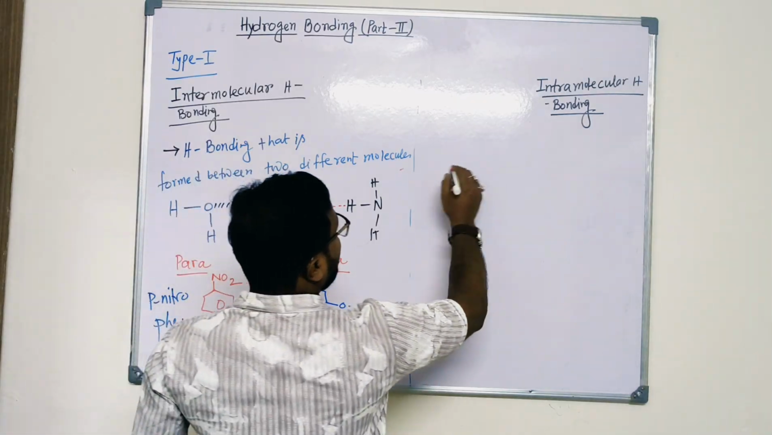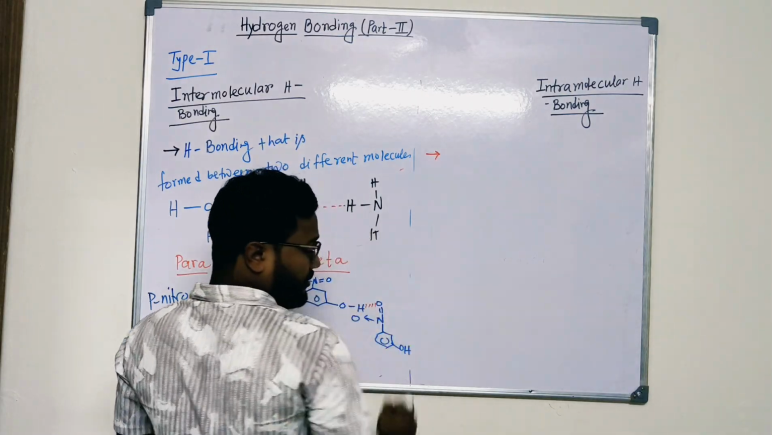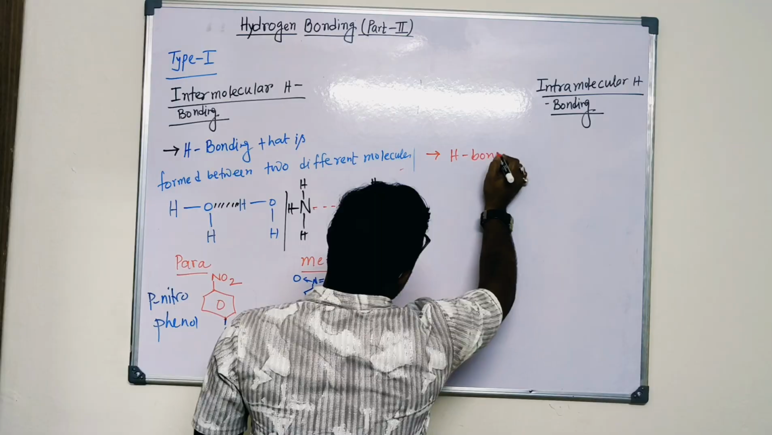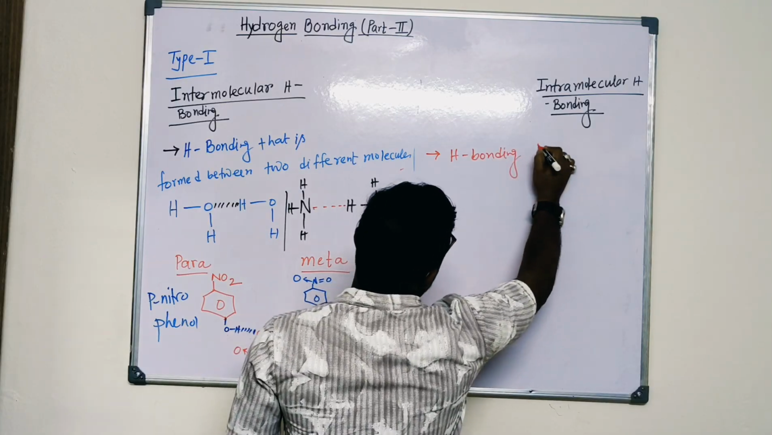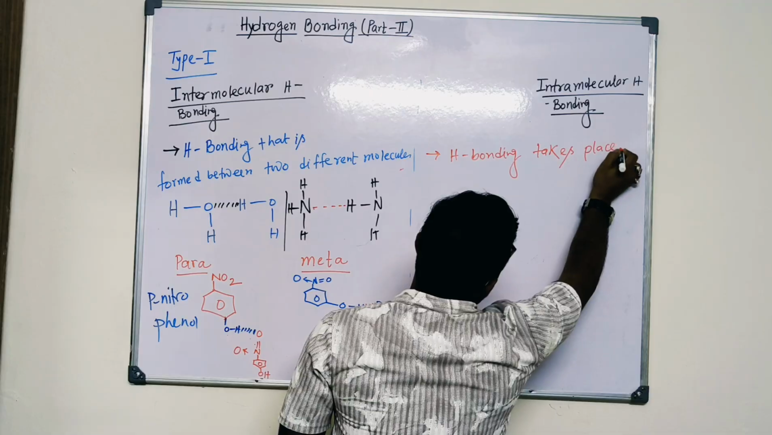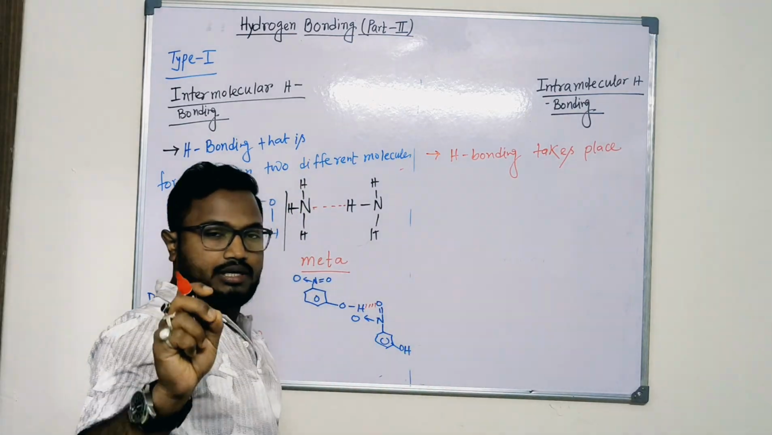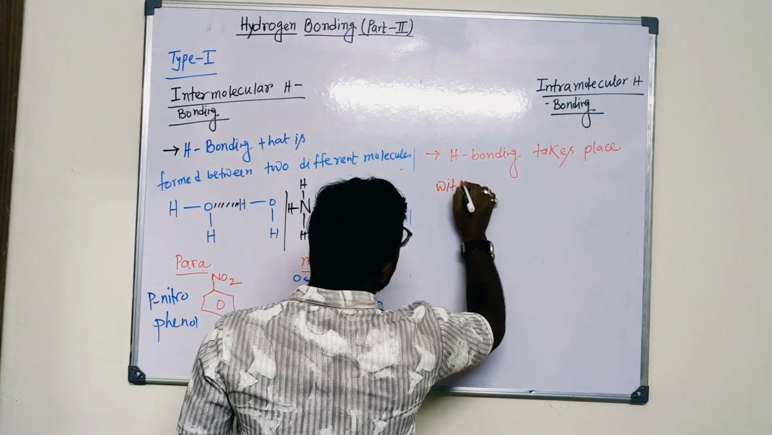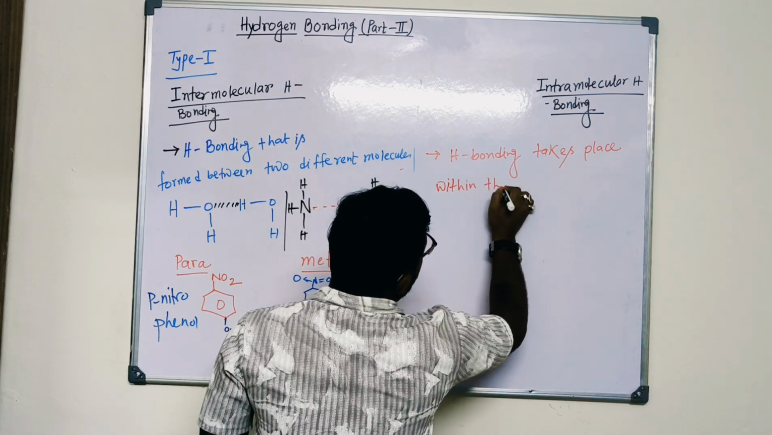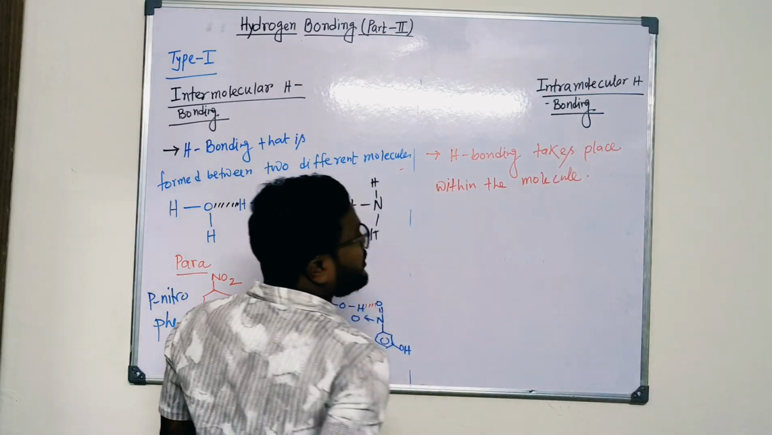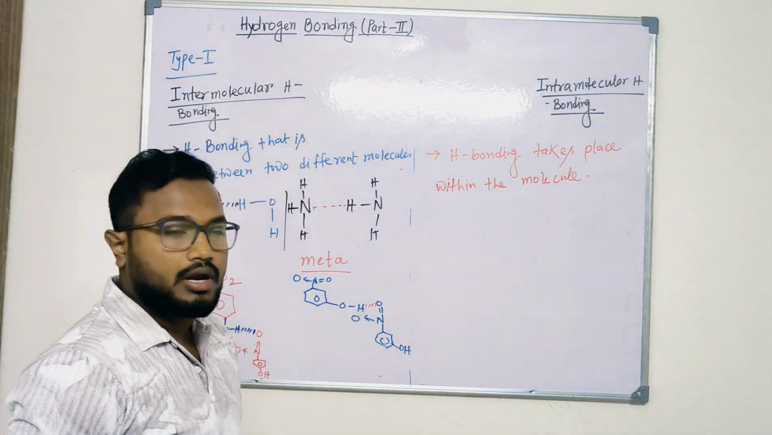So how can we define? We can write that hydrogen bonding takes place, H bonding takes place. Where does it take place? In the single molecule, or we can say within the molecule. Within the molecule, it is considered as intramolecular hydrogen bonding.